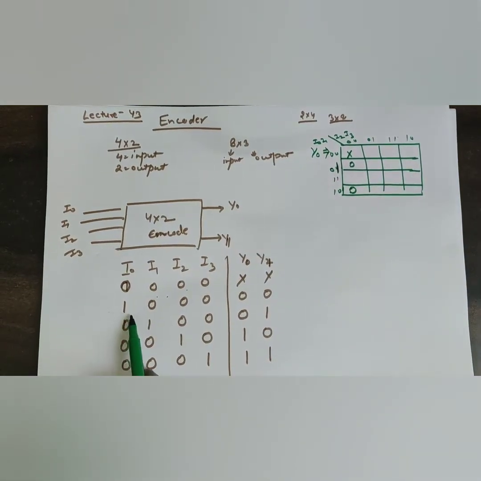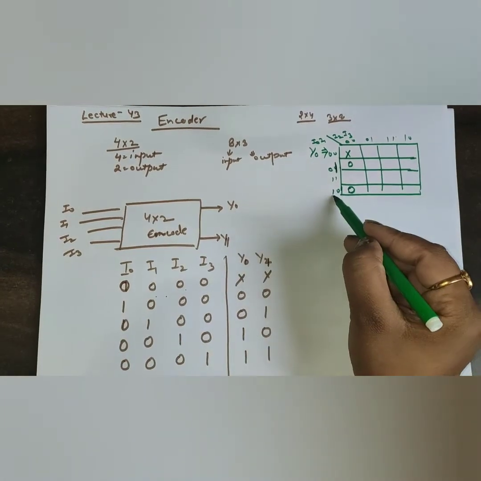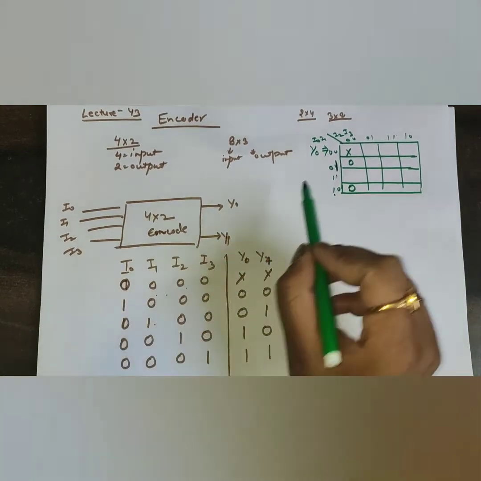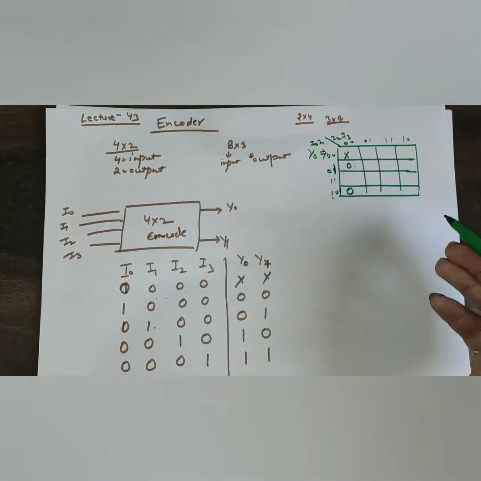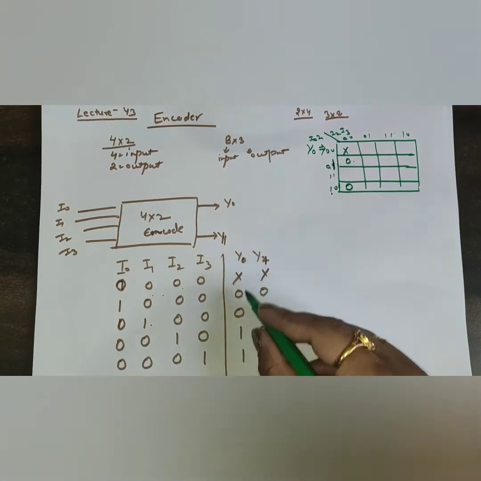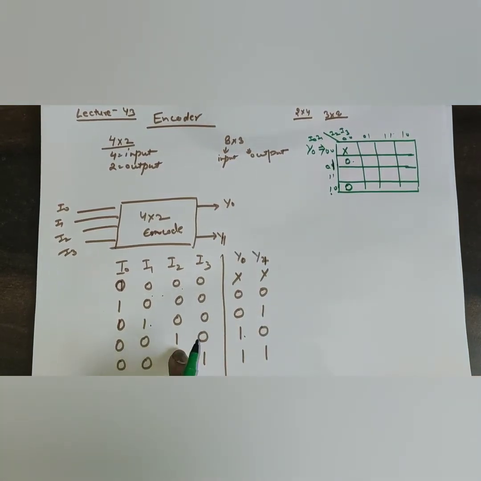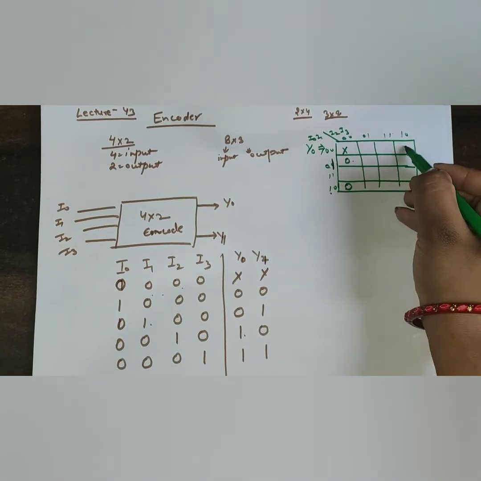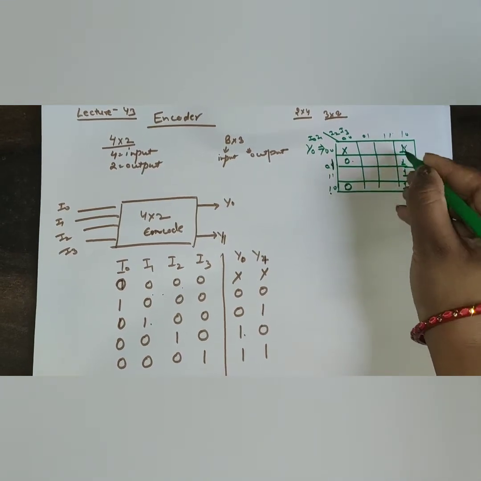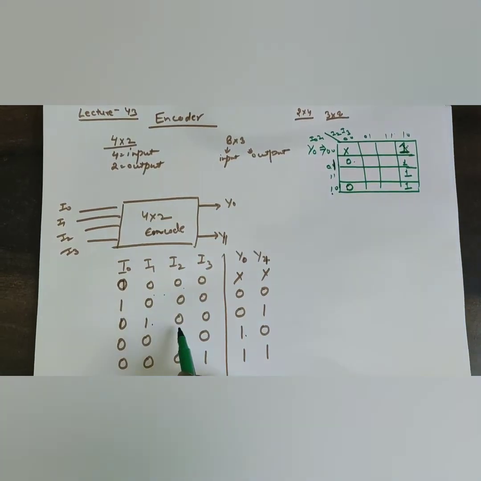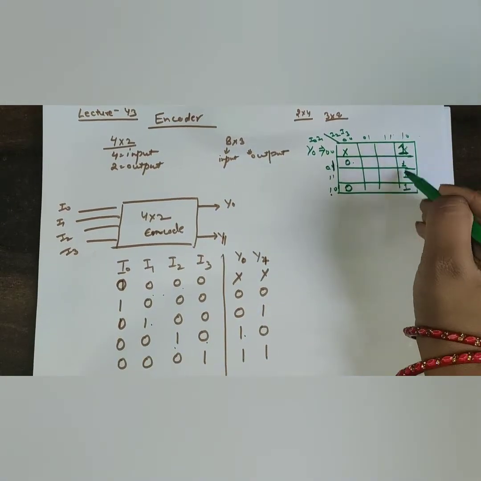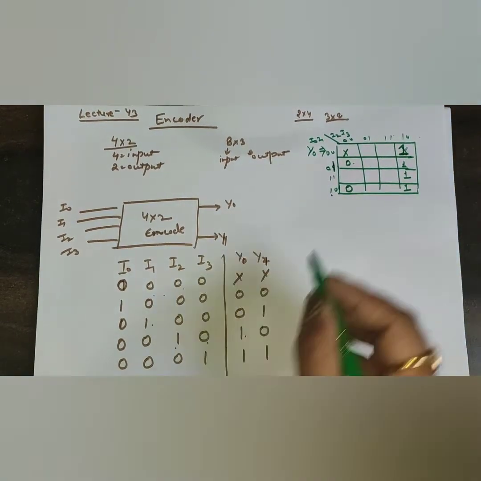You can check I0 is 1, so I0 is 1 is there, and I1 is 1, so I1 is 1 is there, then the condition is 0. Now Y0 is 1 when I0 I1 is 0 0 and I2 I3 is 1 0. So there will be 1 at this condition, because here I2 and I3 is 1 0. So at this condition Y0 will be 1.